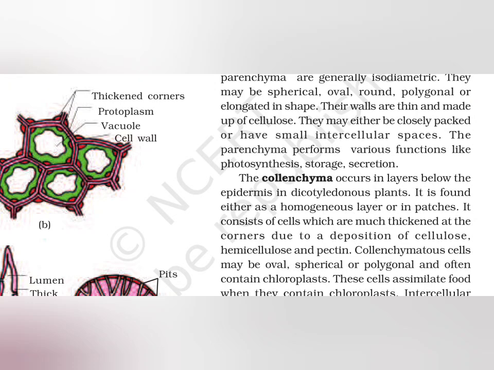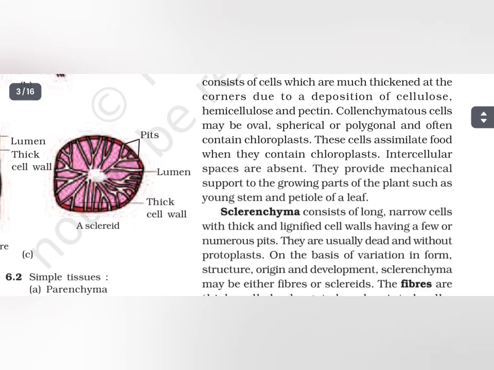The collenchyma occurs in layers below the epidermis. In dicotyledonous plants, it is found either as a homogeneous layer or in patches. It consists of cells which are much thickened at the corners due to a deposition of cellulose, hemicellulose, and pectin. Collenchymatous cells may be oval, spherical, or polygonal and often contain chloroplasts. These cells assimilate food when they contain chloroplasts. Intercellular spaces are absent.